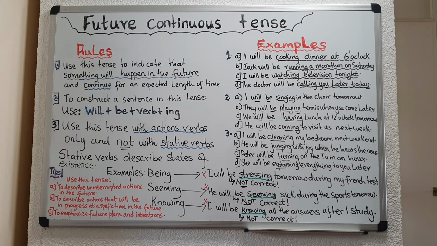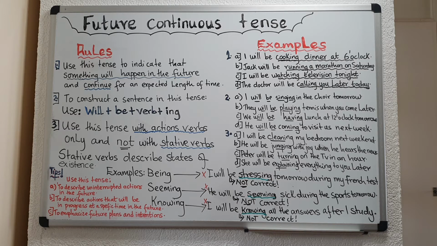Okay? In the next sentence, it is running a marathon on Saturday. That's the plan for Saturday. Now, it's going to continue for some time on Saturday. We don't know exactly how long. And then the next one is watching television. Now, all we know is that the person is planning to watch television tonight. How long it's going to take, we don't know. We only know that it's going to continue for an unexpected length of time.